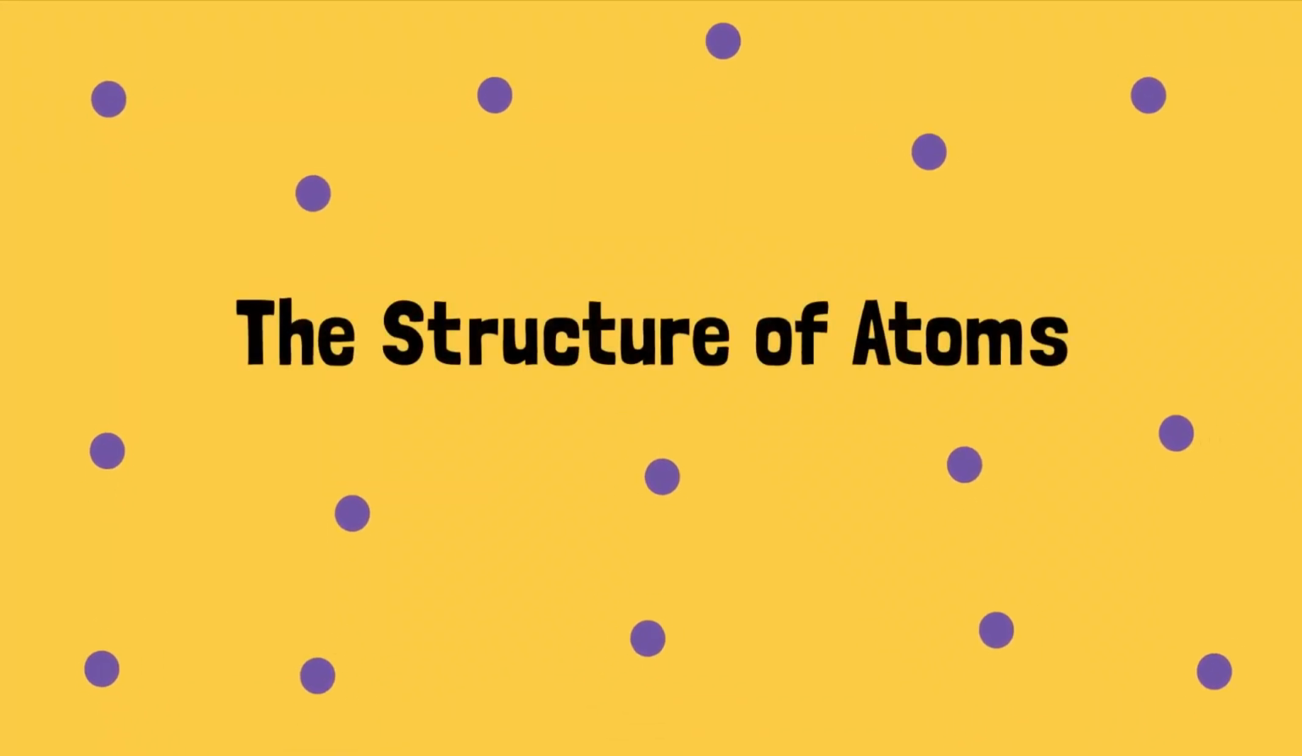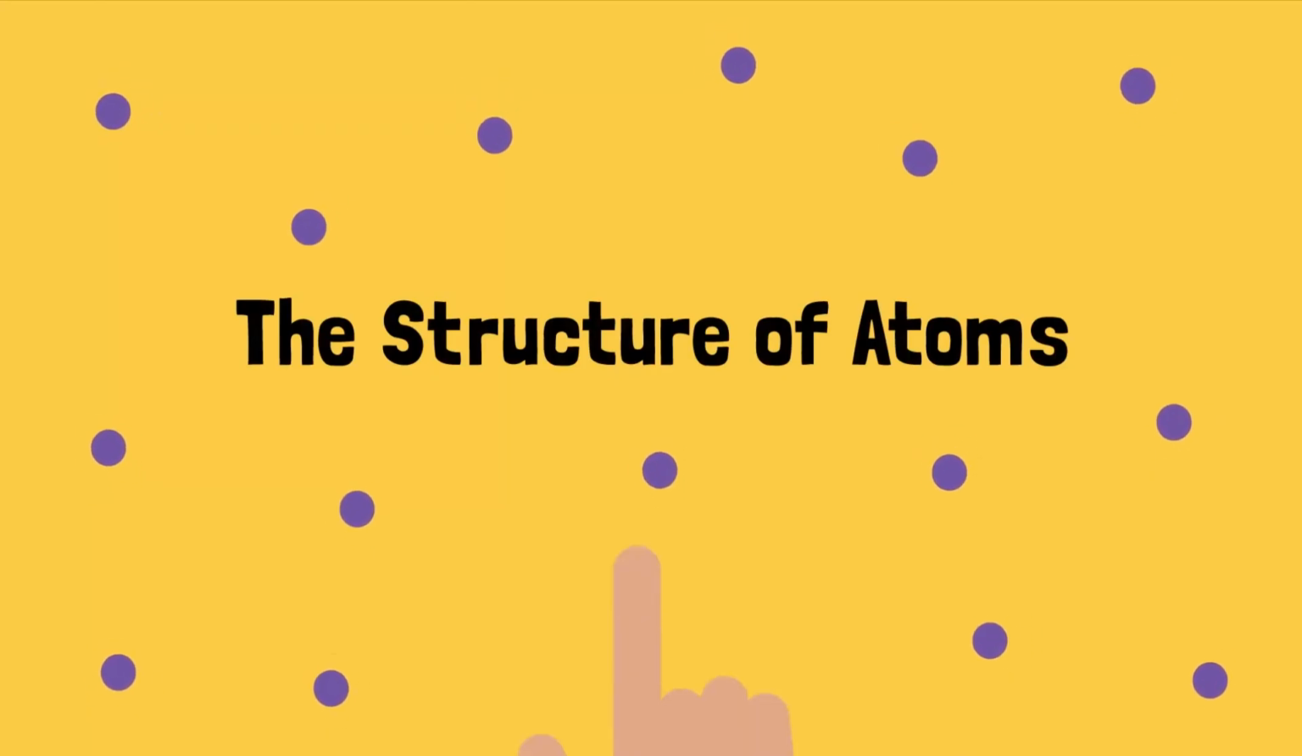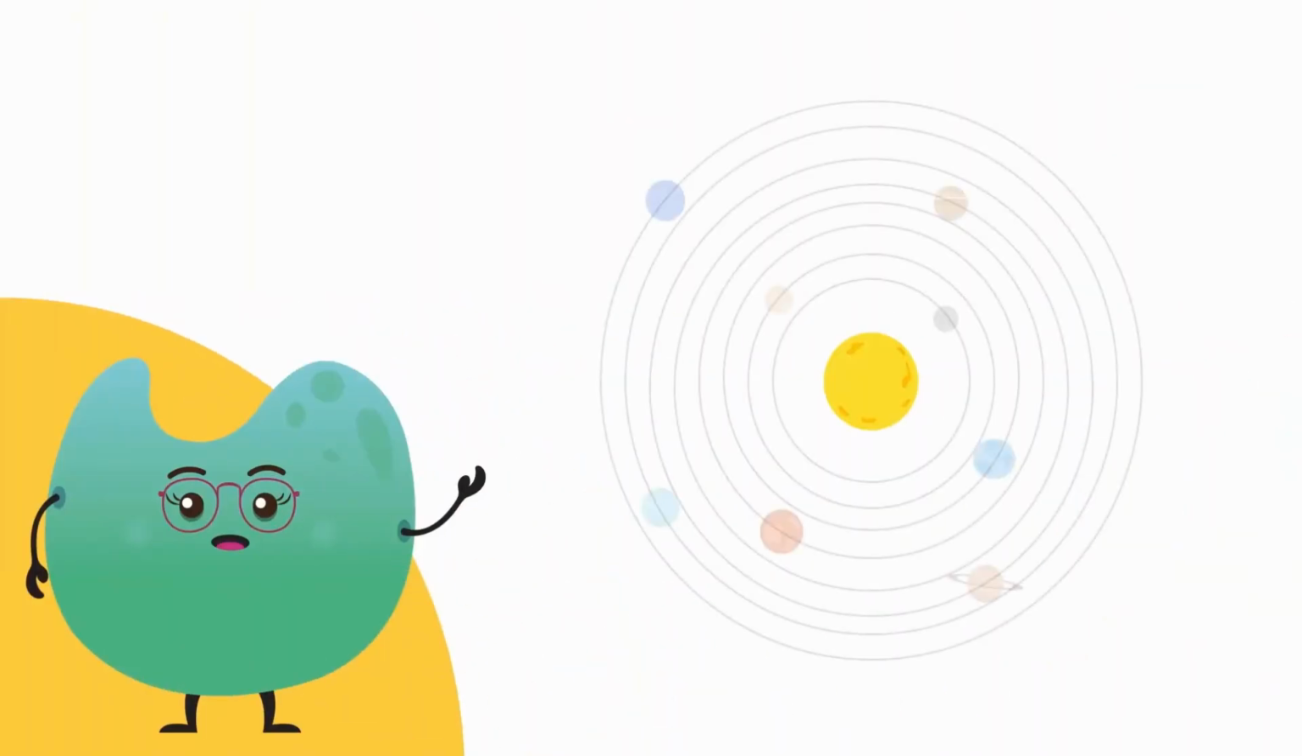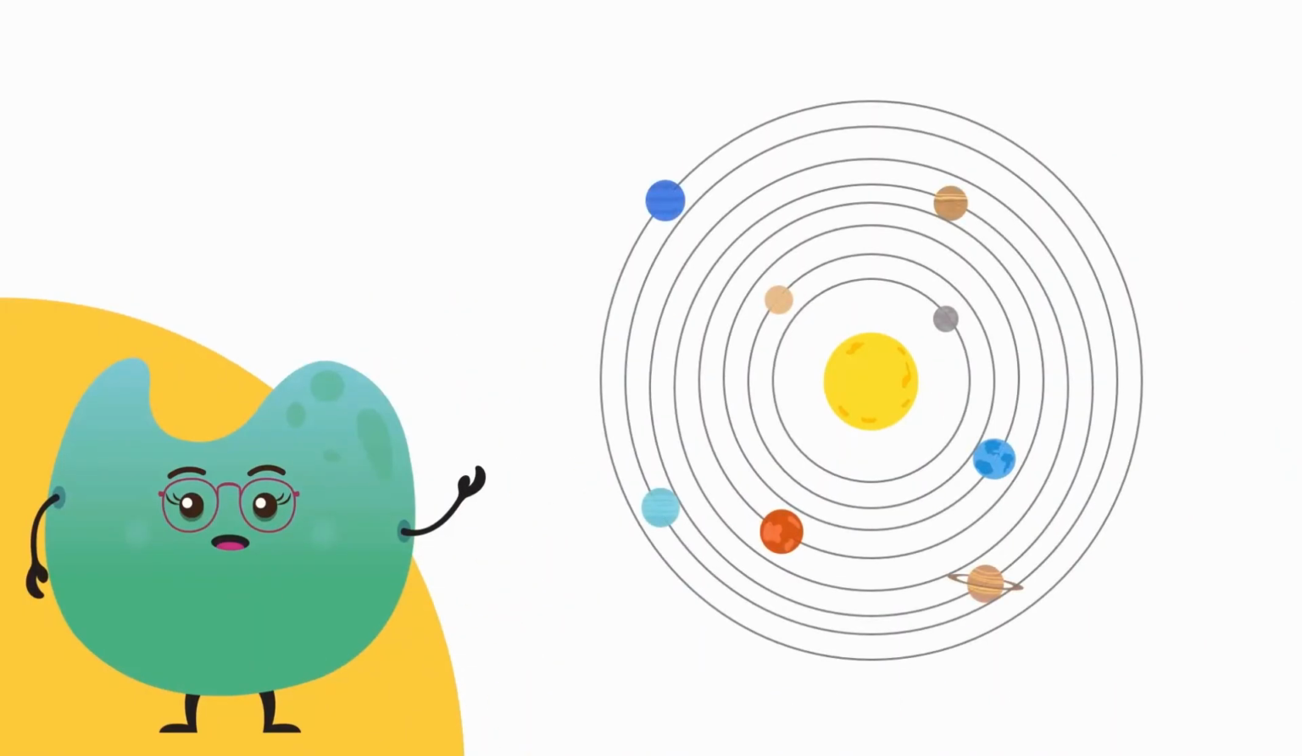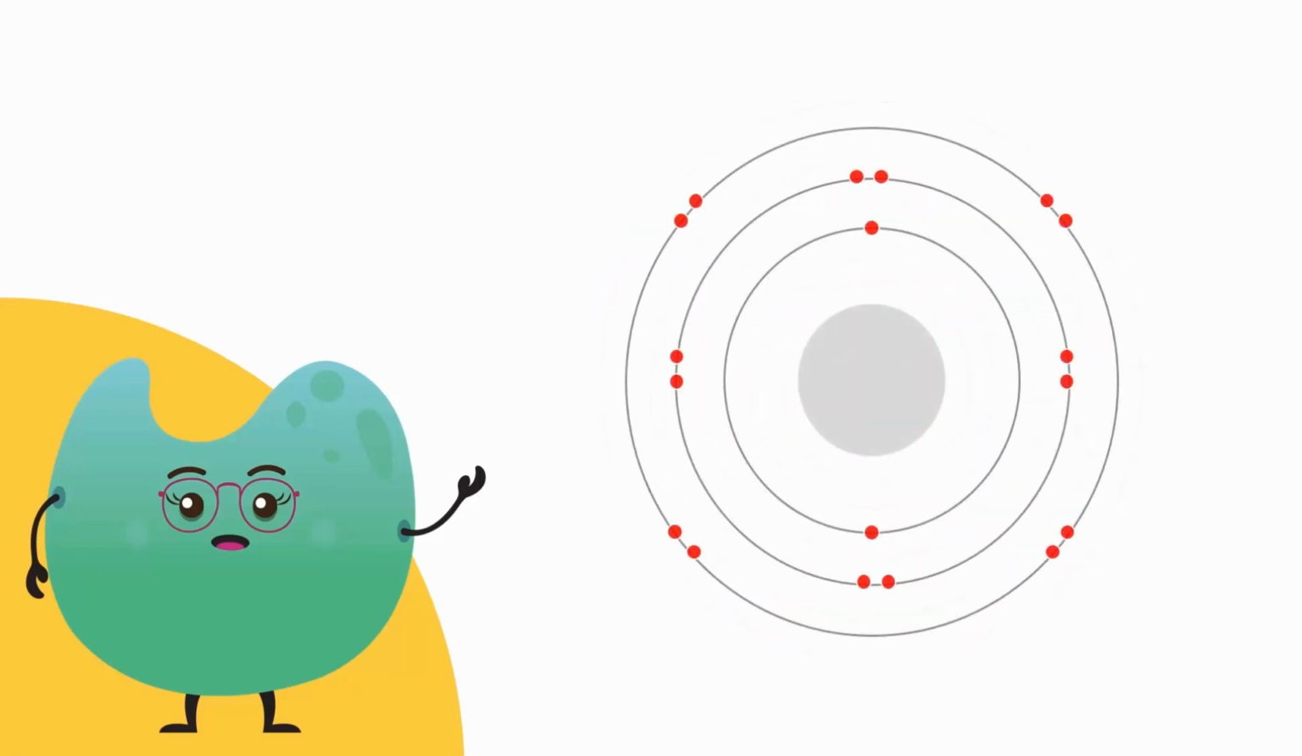We know that everything is made up of atoms. But what do we know about the structure of an atom? Think of our solar system. The Sun is in the center with all the planets revolving around it. The Sun is massive, while the Earth and the other planets that are comparatively smaller orbit the Sun. An atom has a similar structure.